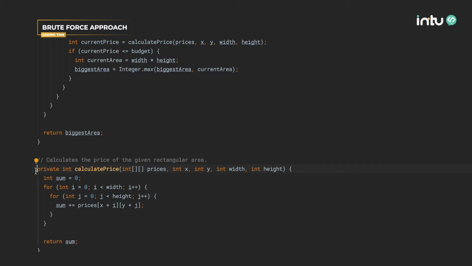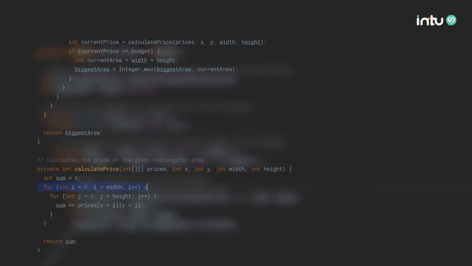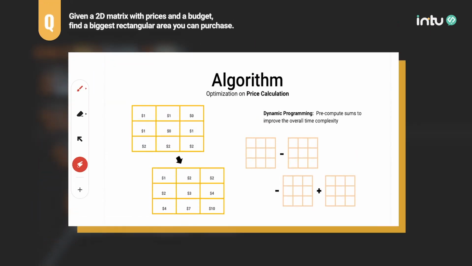The helper method to calculate the price is really straightforward as well. We just go through the defined area and add up all the prices. I hope you noticed that there are a lot of redundant price calculations happening in this brute force approach. We can improve the overall time complexity by pre-computing the prices, of course trading off with the space complexity, and improve the price calculation from order of n squared to order of 1 constant time.